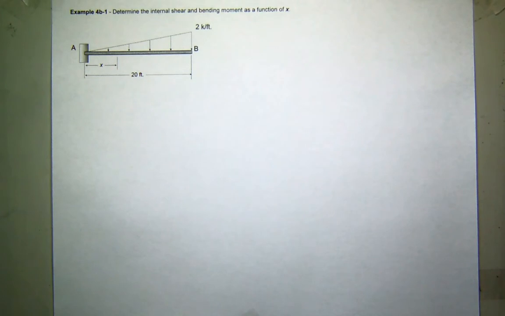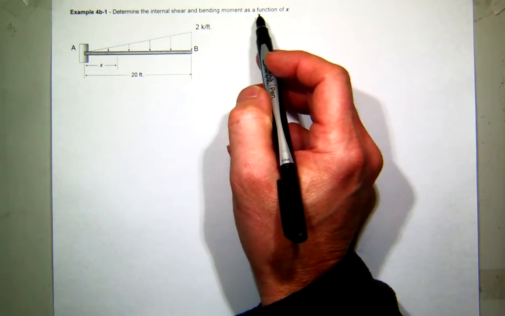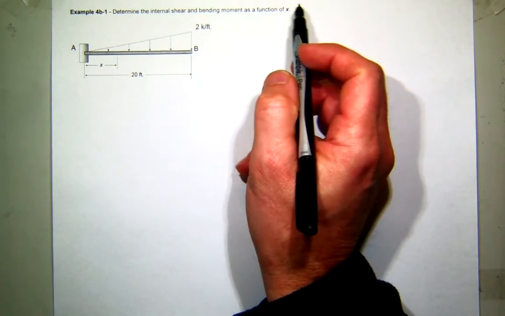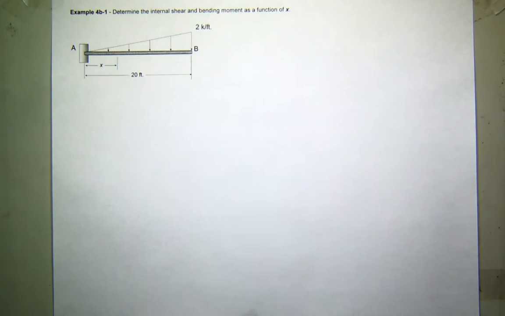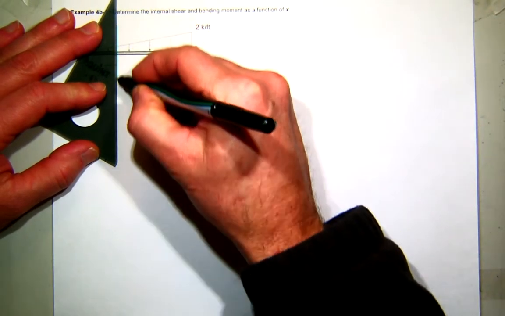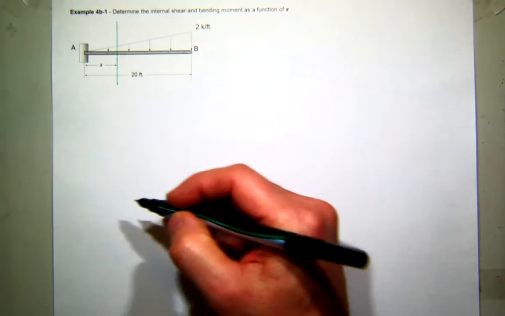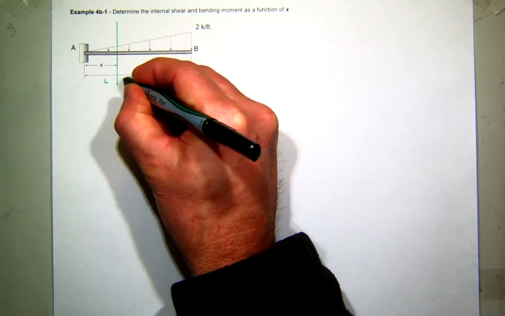So if we get started with this one, again we're trying to find the shear force and bending moment not at a point but as a function of x. So I've just kind of arbitrarily shown a cut here at x. And just like we've been doing previously, imagine the structure cut at that distance x, and I'll just identify the left side and the right side.